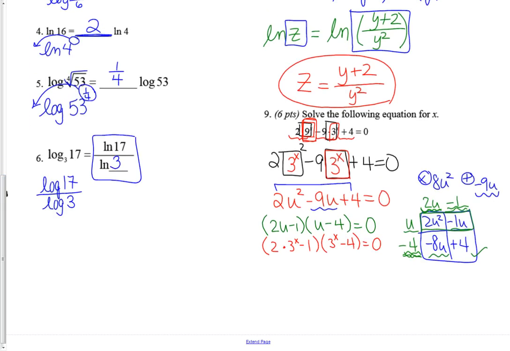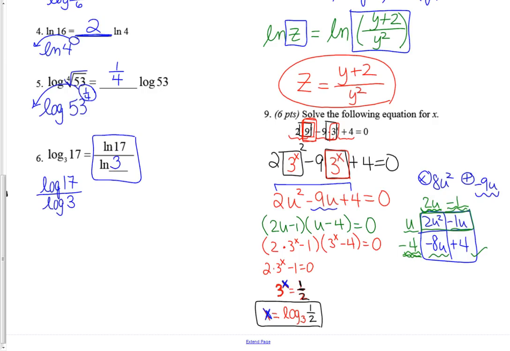My last step is going to be to actually solve, set each of these factors equal to 0. So I'll have 2 times 3 to the x minus 1 equals 0. Or if I add 1 and divide by 2, I have 3 to the x equals a half. To solve this equation, I can either write it in log form, where since the base of my exponential is a 3, the base of my logarithm is going to be a 3. The x used to be in the exponent, so the x is now by itself. And the 1/2 used to be by itself, so the 1/2 is now inside the logarithm.